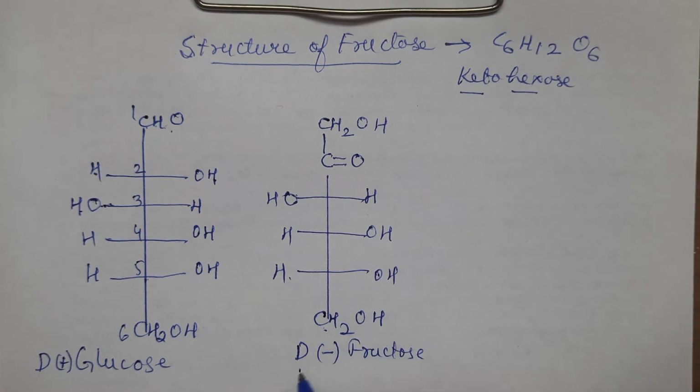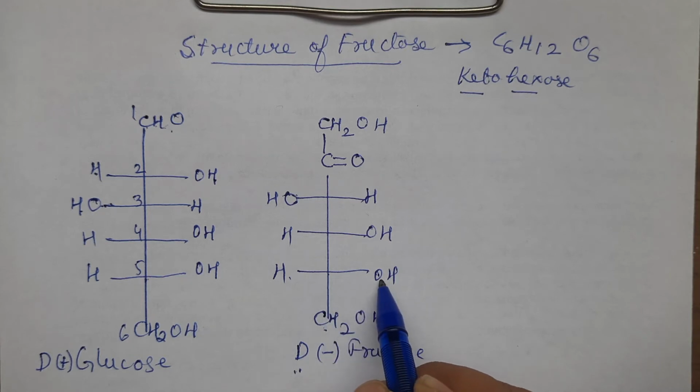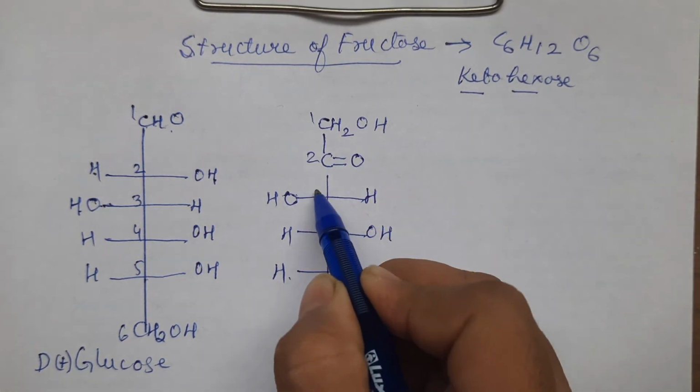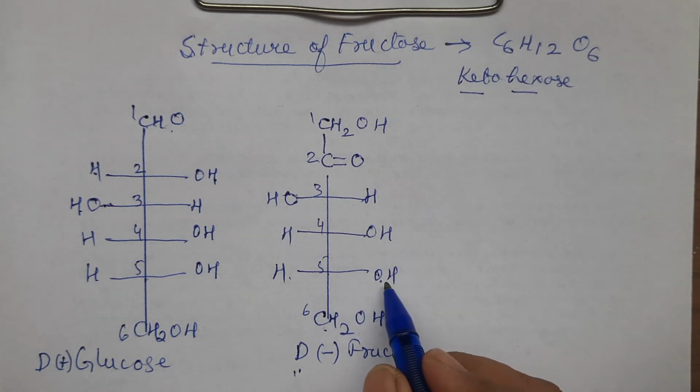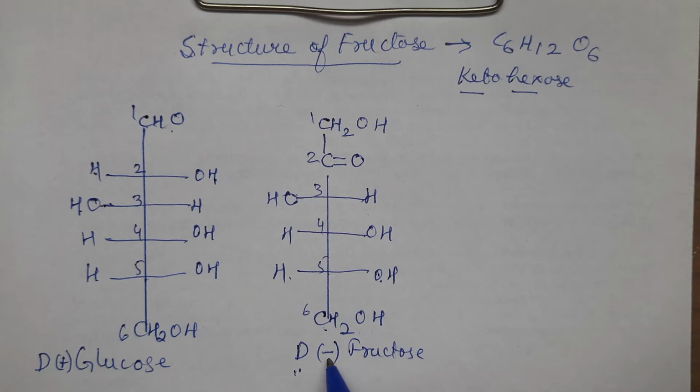Why capital D? This is not dextro, children. This D is because on the 5th carbon atom, OH is on the right hand side, if you number it 1, 2, 3, 4, 5 and 6. I always tell you to number it, because that makes it easy for us to name. D because of the 5th carbon atom, OH on the right. Minus is for levorotatory. Levorotatory means that if plane polarized light, PPL, is passed through fructose, it will rotate towards the left hand side, right?